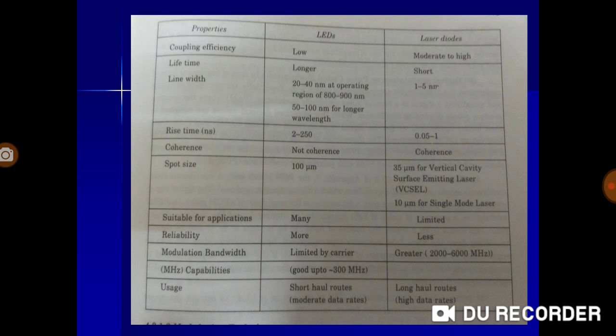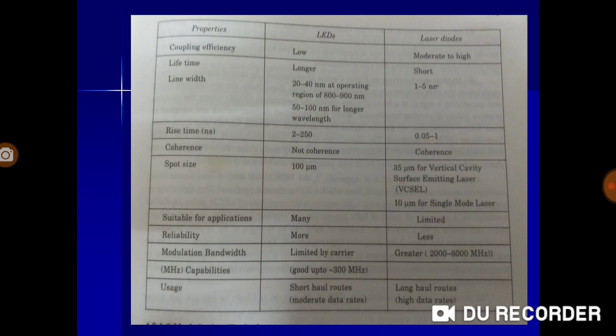Now, suitability for applications. Obviously, for LEDs, almost every application is applicable. While for laser diodes, we have specified or limited applications. Reliability: LEDs are more reliable than laser diodes, because for laser diodes the maintenance and everything is very high. It has to be maintained, it has to be cooled. A little bit of variation in temperature will cause output power to swing, and even the threshold current requirement will increase severely. So everything becomes very unreliable at that level. So LEDs are more reliable than laser diodes.